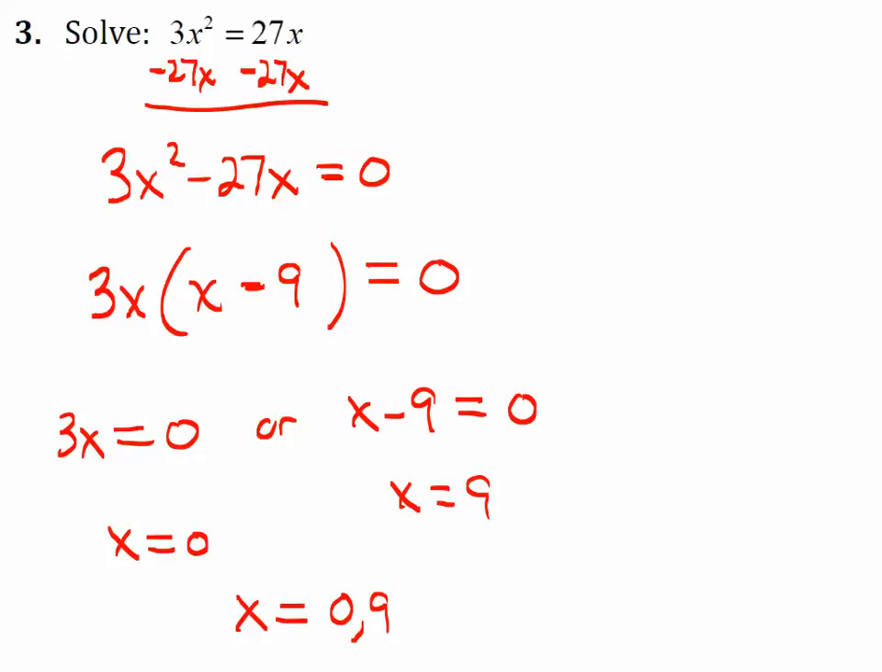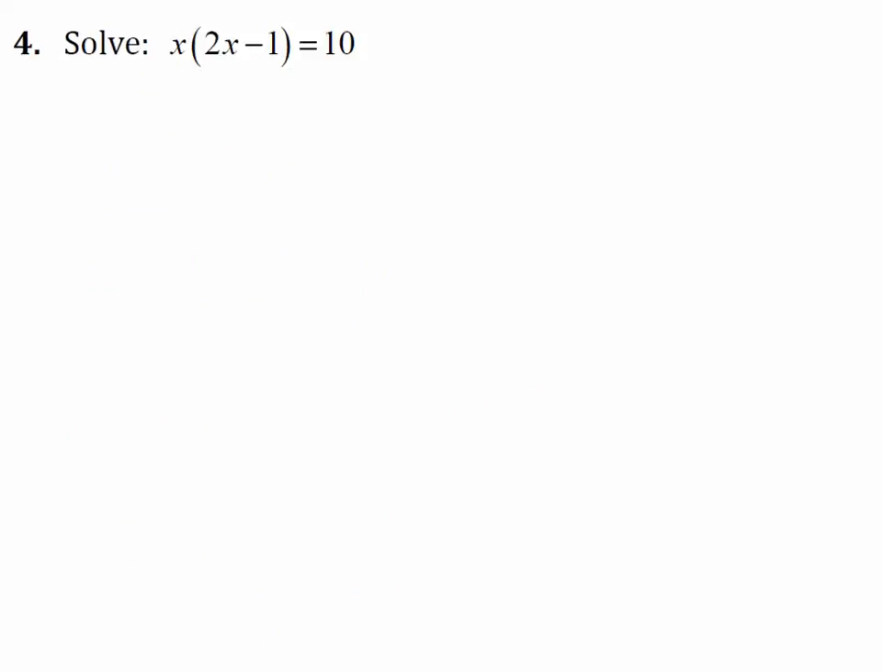Okay, and number 4. Hey, this is already in factored form. That's cool. What's not so cool is it's not equal to 0. So in this case, what we've got to do is multiply everything out and then set equal to 0 and then start factoring.